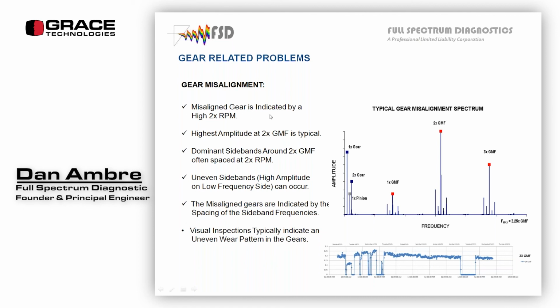So misalignment is typically indicated by a high 2 times RPM. Highest amplitude is 2 times gear mesh frequencies. You might have sidebands that are spaced at 2 times RPM around the gear mesh frequency harmonics. Uneven sidebands can occur. Misaligned gears are indicated by the spacing of the sidebands. And if you look at it visually, you'll probably see uneven wear patterns in the gears, in the gear teeth.